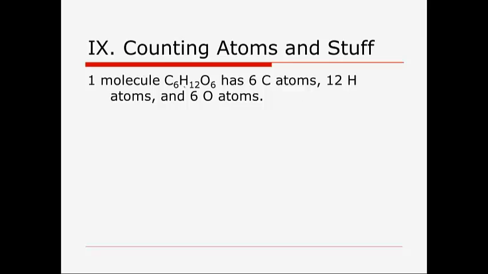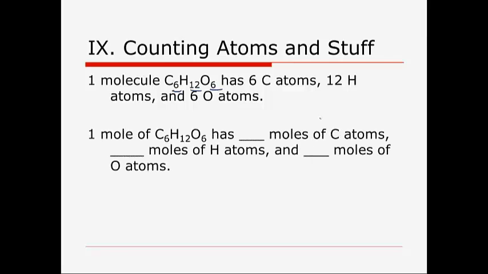Okay? One molecule of C6H12O6, this is a simple sugar, like something like glucose, has 6 carbons, 12 hydrogens, 6 oxygen atoms in it. Okay, now, what if I had 1 mole of C6H12O6? How many moles, not how many carbon atoms, how many moles of carbon atoms do I have? Well, simple. 6 of those. How many moles of hydrogen atoms? 12. How many moles of oxygen atoms? 6. Okay, same as the coefficient, 6, 12, 6 when you're going from a molecule to atoms. When you go from moles to moles, it's the same.